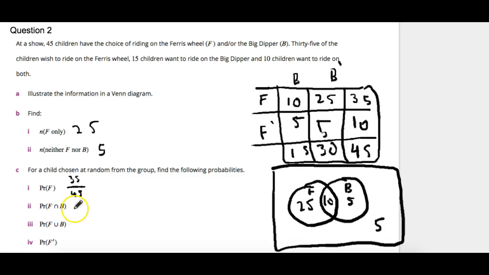Okay, so this means the intersection of B. So it's going to be the probability of F and B. Sorry, so it's 10.